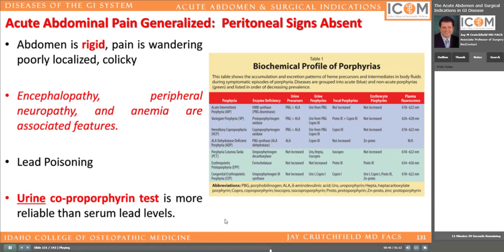If we look at the table here, it outlines the biochemical profile of porphyrias. Please don't memorize this. I only place it here to show you that there are multiple different types of porphyria and they all could present differently. What I do recommend is in the workup of your patient, if you cannot find the cause of the patient's abdominal pain, and before you send them to the psychiatrist, you might want to look at heavy metal poisonings.